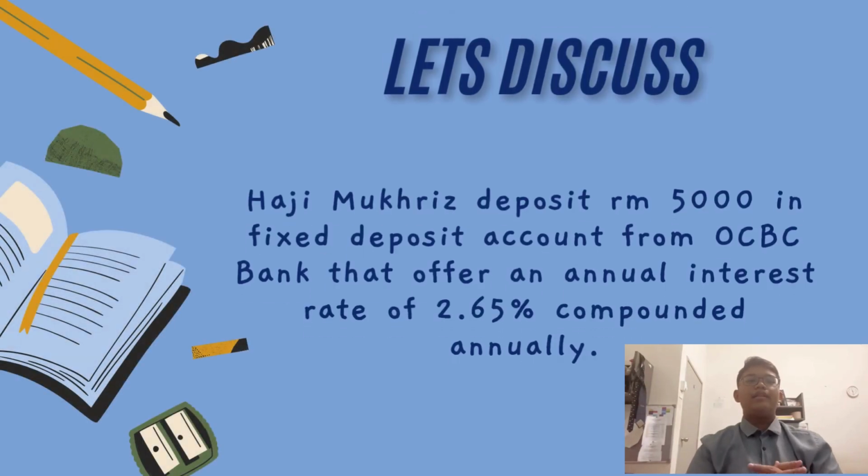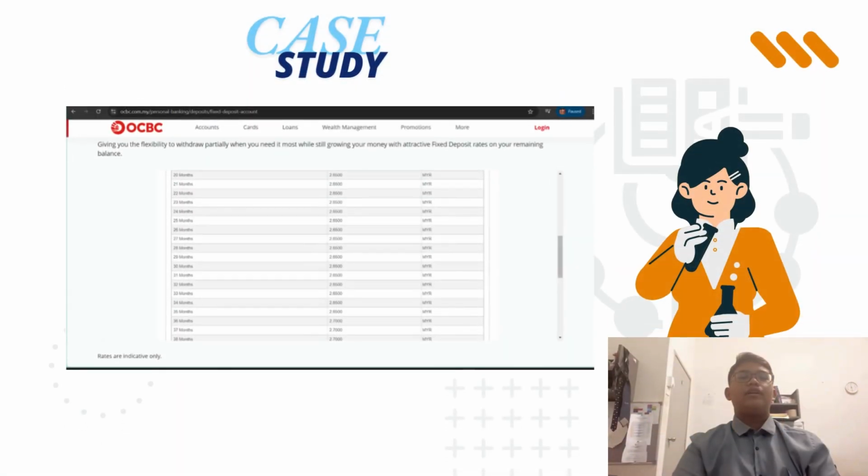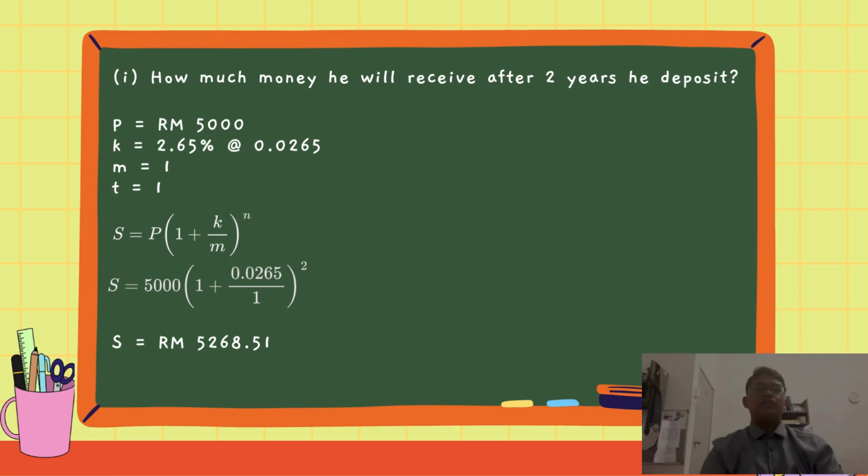Now, let's discuss Haji Mukris deposit RM5,000 in fixed deposit account from OCBC Bank that offer an annual interest rate of 2.65% compounded annually. This is our reference for the question. We go to first question. How much money he will receive after 2 years he deposit?